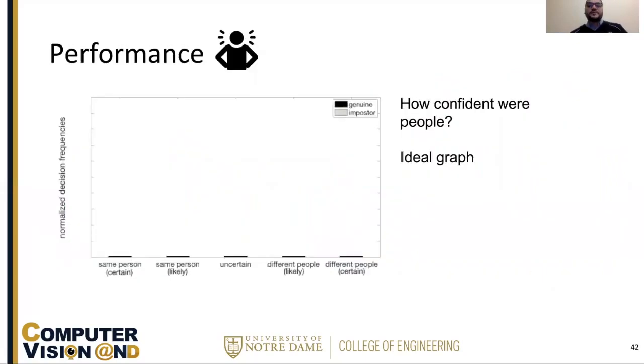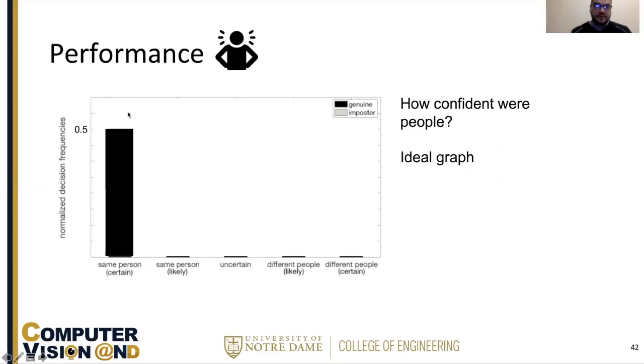Another thing is with respect to confidence, how confident people were doing this. Now I'll show confidence in terms of their answers. You have here the five levels of answers: same person certain, same person likely, uncertain, different people likely, and different people certain. And what would you expect from an ideal graph here? Because we had a balanced set of imposter and genuine pairs, ideally you would see 50% of the answers in black here, genuine with same person, and the other 50% of imposters on the other side.